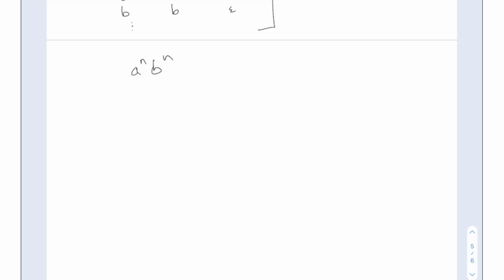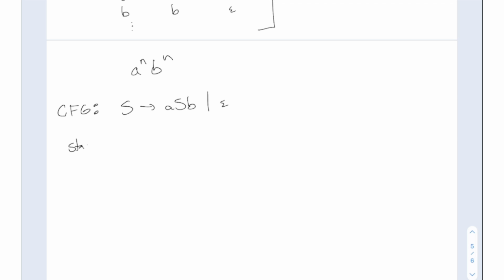How would we do this on a stack machine? I mean, we've done this example already, but it might be interesting to see just how it works out. S goes to ASB or epsilon, right? That's the grammar that you would use for this. So this is a context-free grammar.